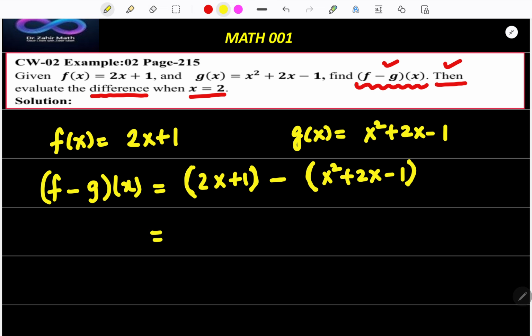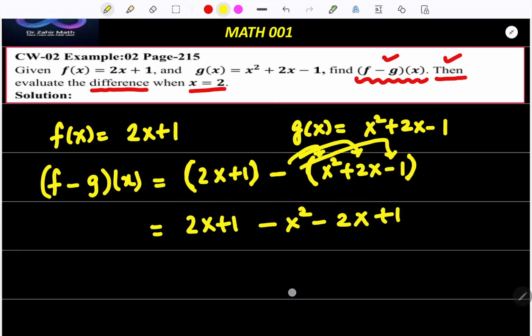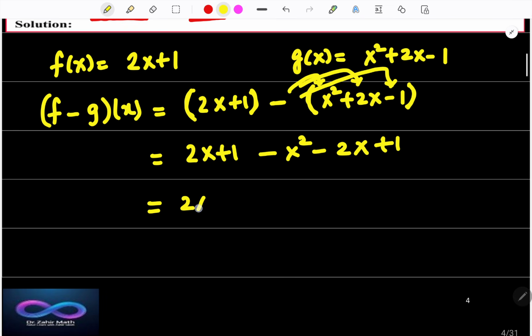So this equals 2x plus 1 minus, this goes as minus x square. This goes minus 2x, and this minus of minus is plus 1. The 2x gets cancelled, right? And then you're getting minus x square plus 1 plus 1. You're going to get plus 2, right? Minus x square plus 2. Minus is outside, keep in your mind.